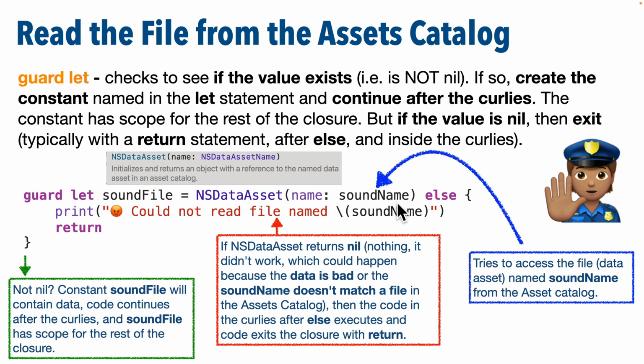We're going to pass that in using this variable sound name. If it can get that data, cool, it's going to create the constant. Now, why do we need the guard? Again, this might not work. If we pass in the name of a file that doesn't exist, if the file's corrupt, if any of that happens, we can't create the constant.